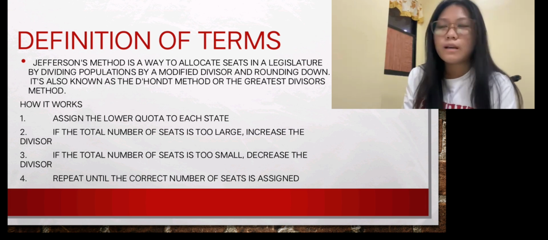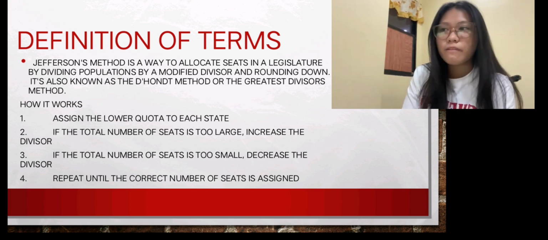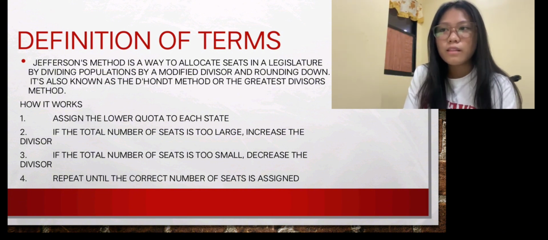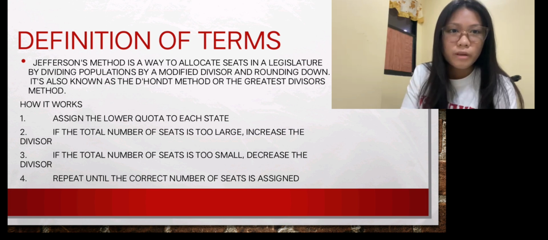So what is the Jefferson's method? It is a way to allocate seats in a legislature by dividing populations by a modified divisor and rounding down. It is also known as the D'Hondt method or the greatest divisors method.